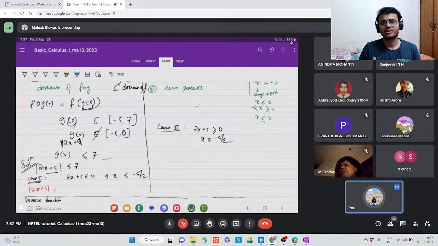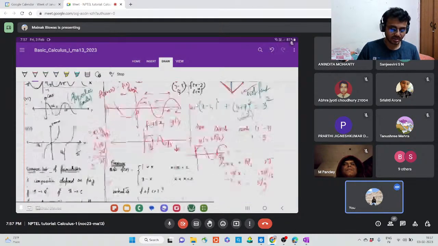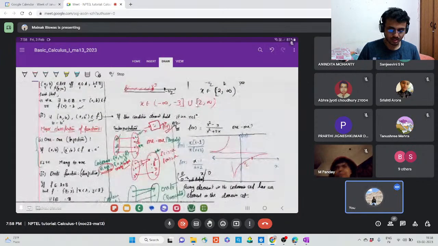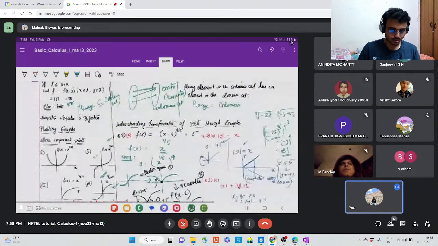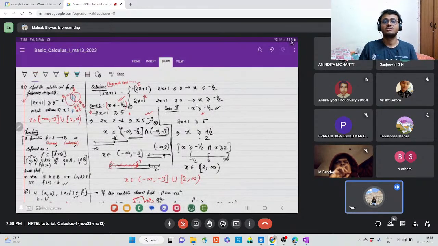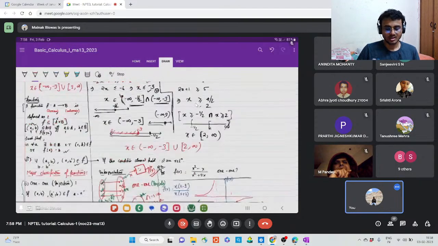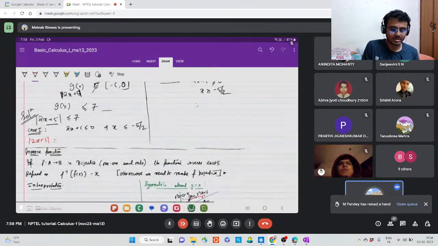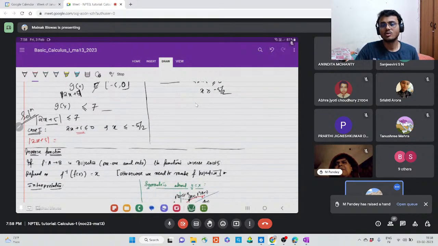Why is no one answering? We already did it, right? We did it here. This is the question we already did. Exactly similar question. If this modulus value is less than 0, what will happen? Go ahead.